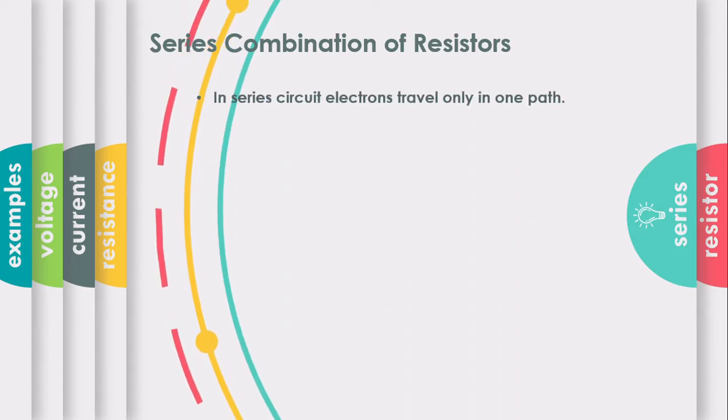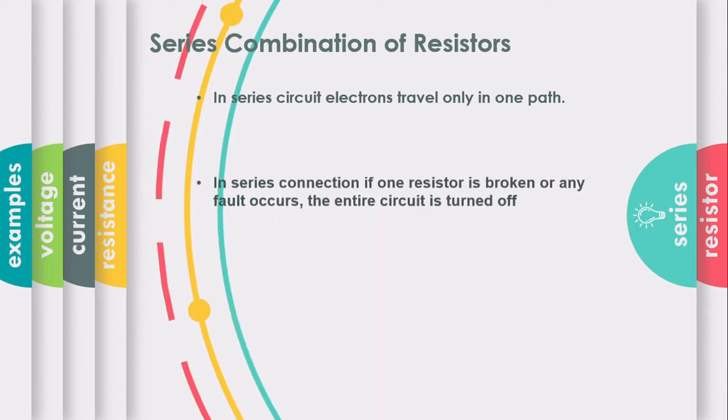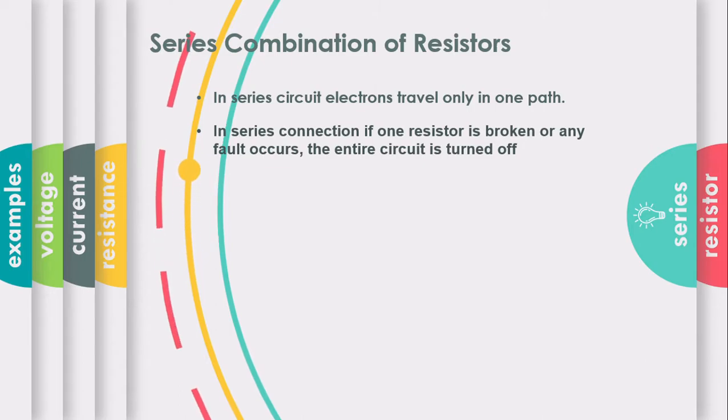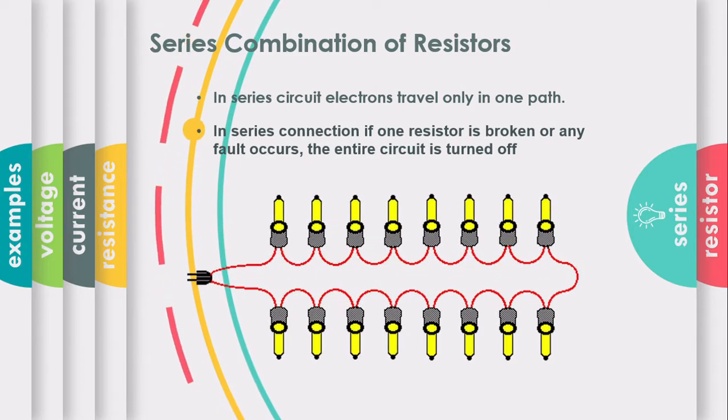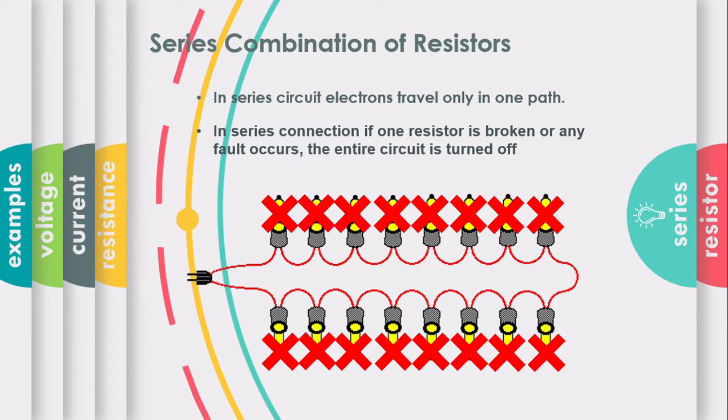If different resistances are joined with each other such that there is only one path for the flow of electric current, then the combination of such resistances is called a series combination. In a series circuit, electrons travel on one path. So if one resistor is broken or any fault occurs, the entire circuit is turned off. Some Christmas tree lights can be in series circuits. If one bulb goes off, the entire string goes out.